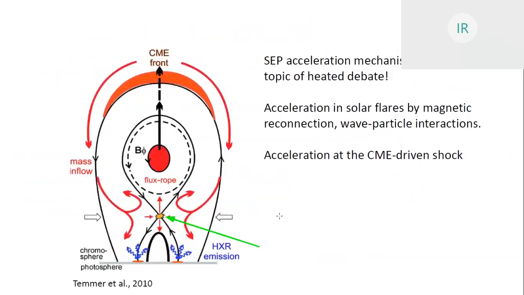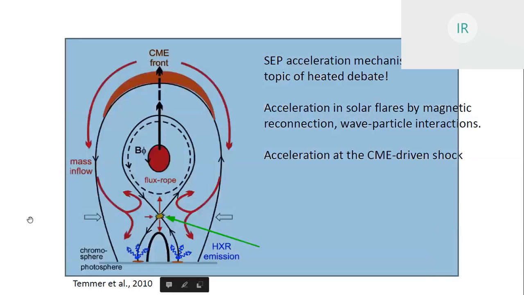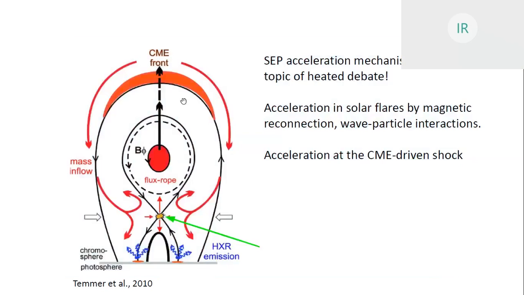Acceleration of SEPs is a big topic in itself, and I'm not really going to discuss that because it's very controversial and there's a lot of heated debate about it. But there's basically 2 mechanisms. This just shows a flare and a flux rope lifting off, with reconnection below the flux rope. This thing lifts off and drives a CME. It drives a shock ahead of it, if it's fast enough, and you also get reconnection, which can also accelerate particles. So there's basically 2 basic processes that may contribute to SEP events: acceleration by the flare and by the CME.